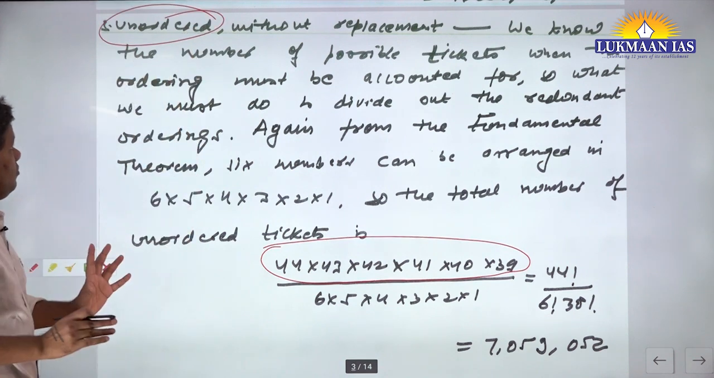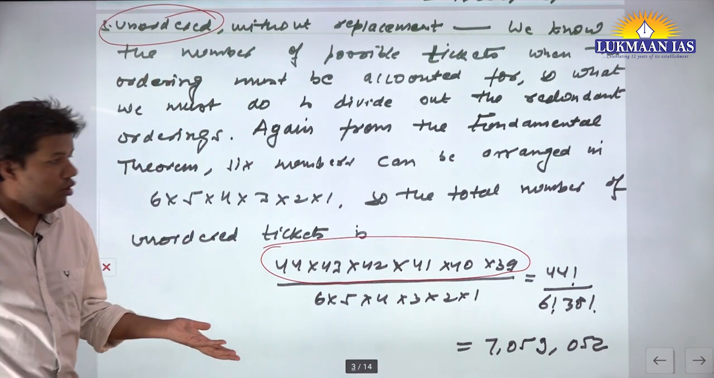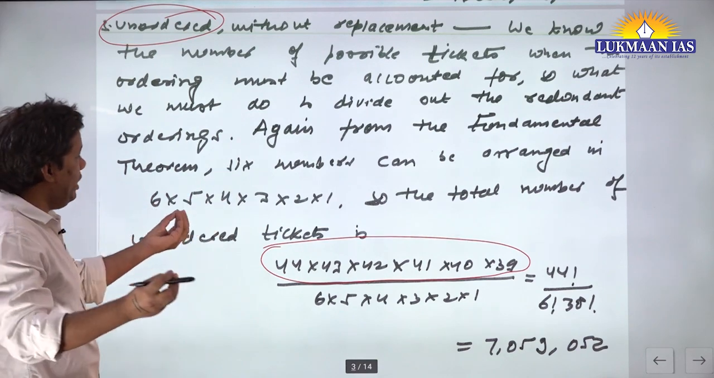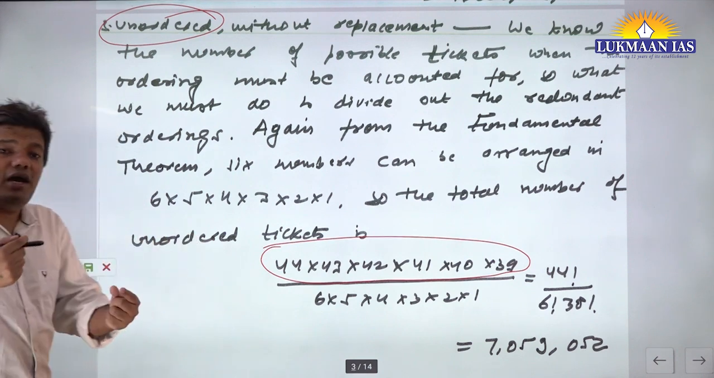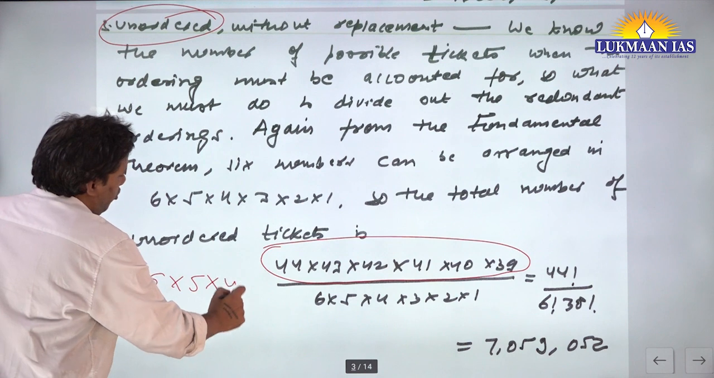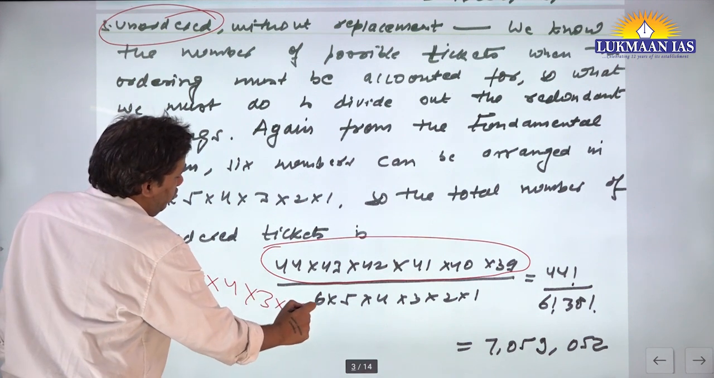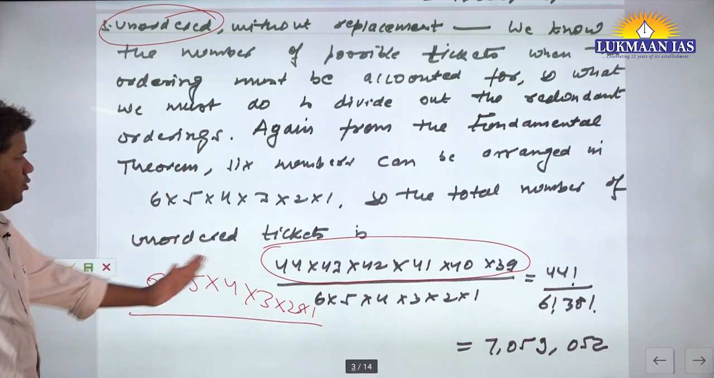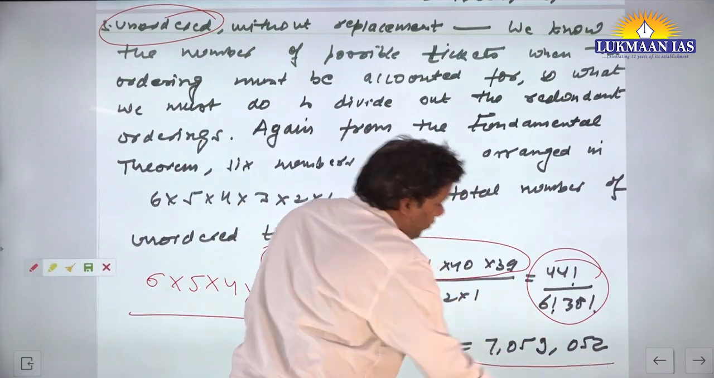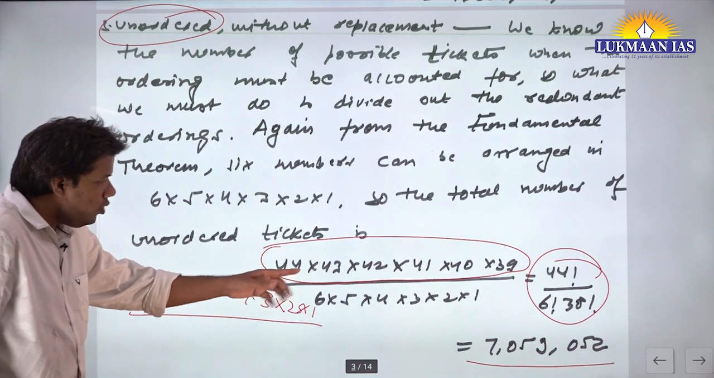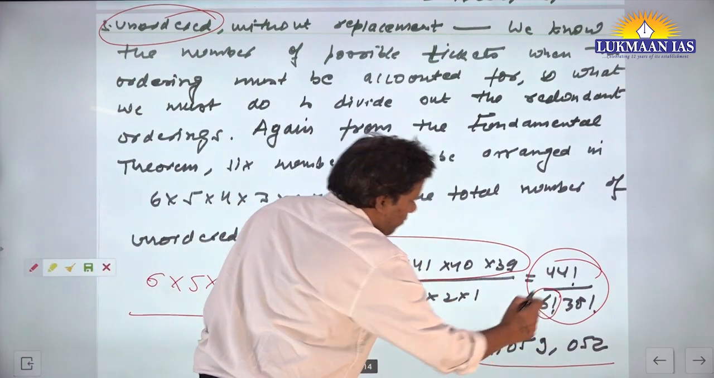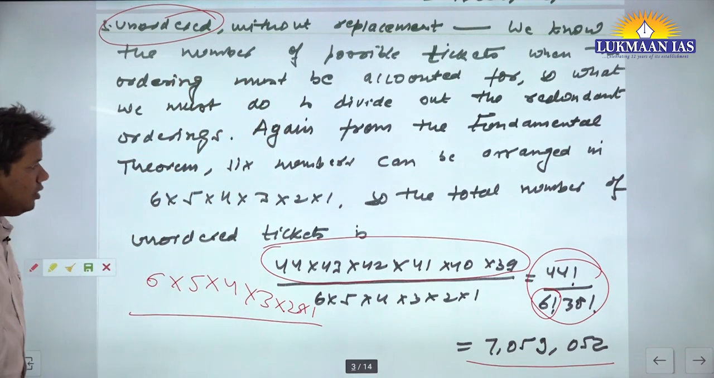Unordered means ordering does not matter. So those 6 numbers which you are selecting can themselves be arranged in how many ways? 6 can be arranged in 6 into 5 into 4 into 3 into 2 into 1, right? So you will divide by that and you will see this number. And now try to observe this. Okay, now this has gone very low. Why? Because it has been divided by 6 factorial compared to the first option.